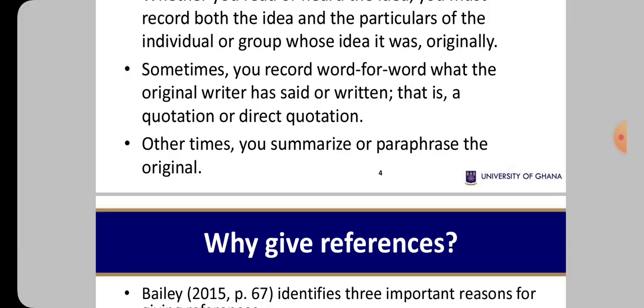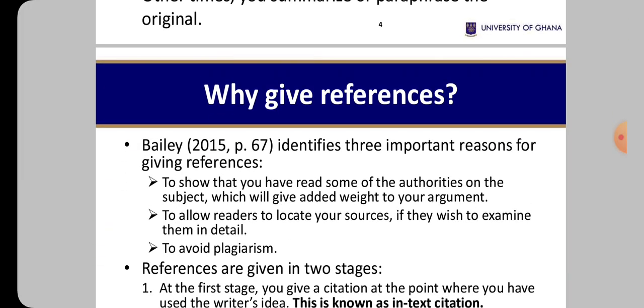So like I said, with a quotation, when you record it word for word, you get it. Sometimes you record it word for word from the person whose idea you are quoting, or you paraphrase it. So you should know all these things. And then other times you summarize or paraphrase. So okay, as I've already said.